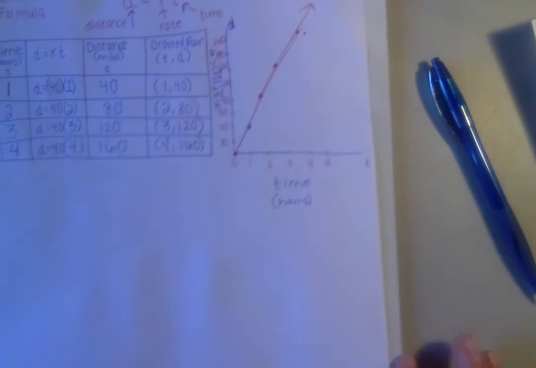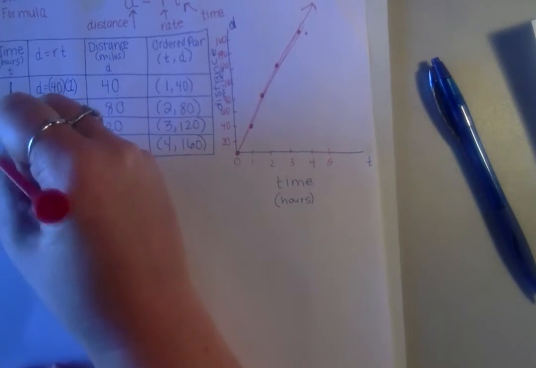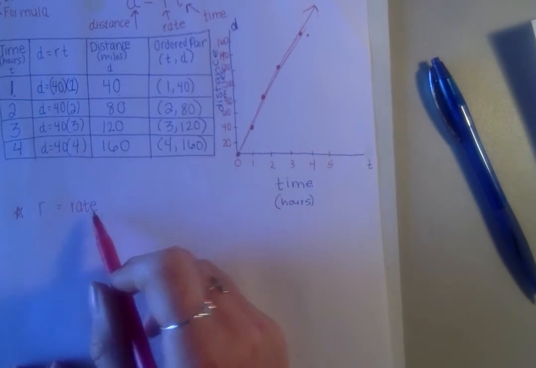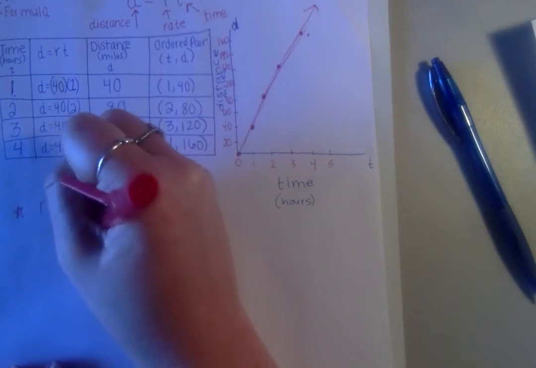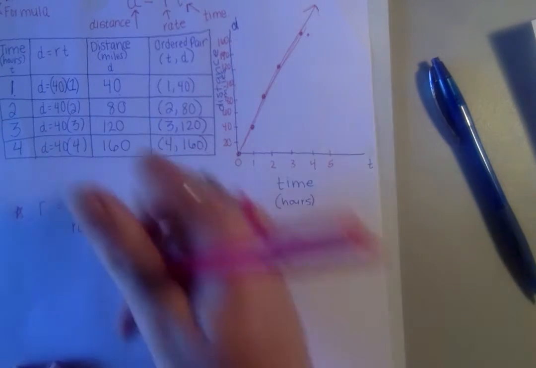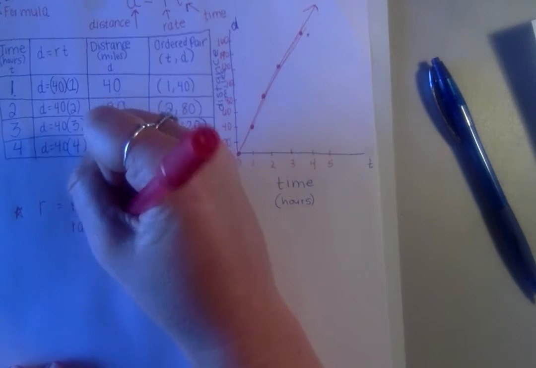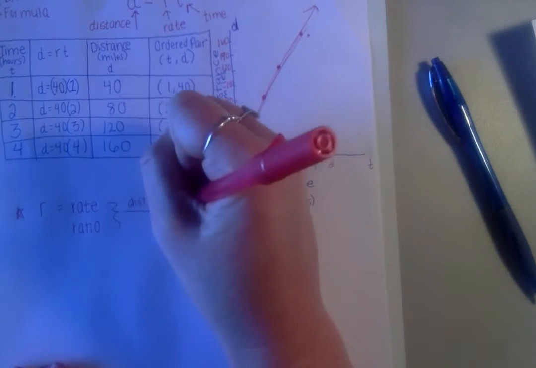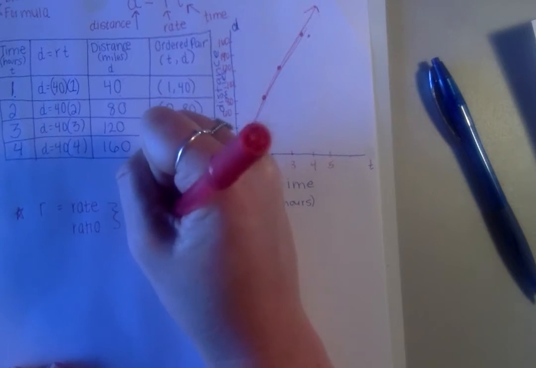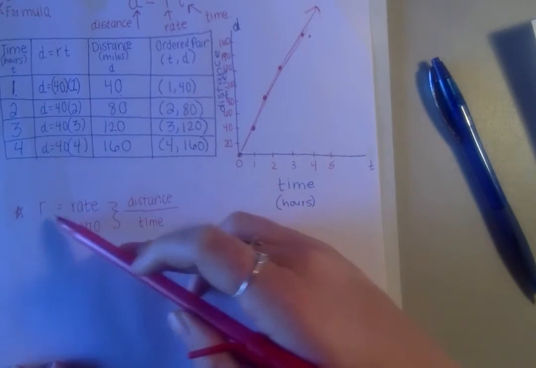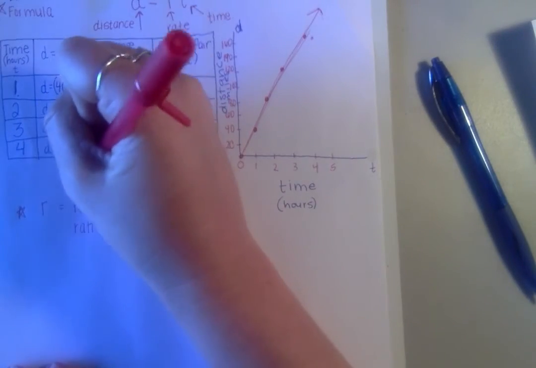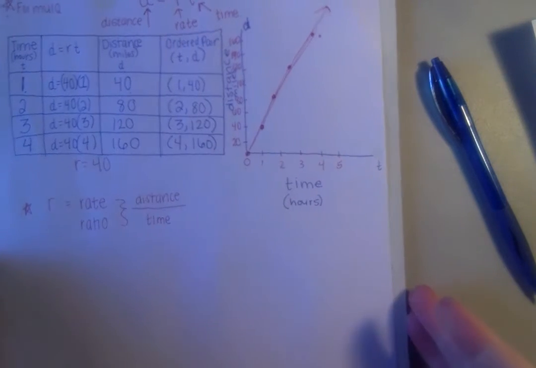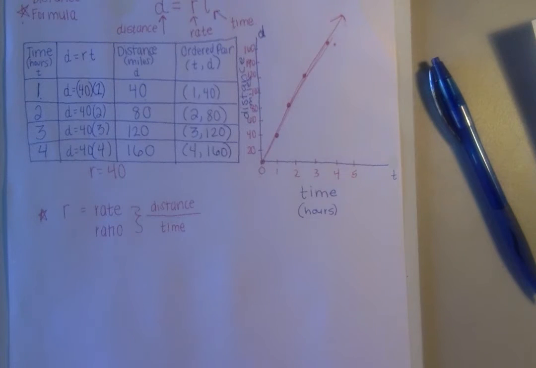And just remember, a huge thing is that your R is your rate. You can think of it as a rate, or you can think of it as a ratio, a ratio of your distance over your time. So my rate in this example, R, equaled 40 because I had 40 miles per hour. And then T independently alone represents how far do I go?